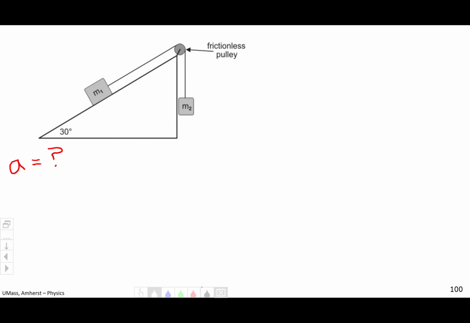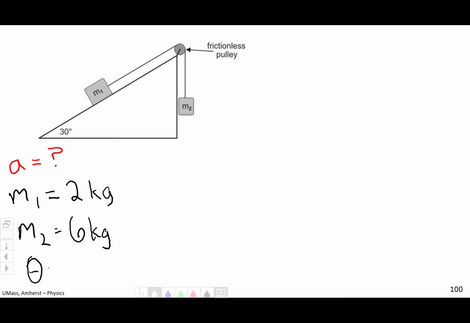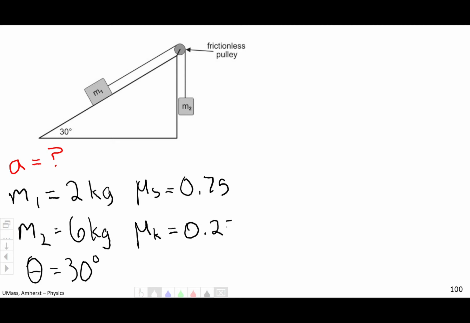We're going to need to know mass 1, let's say it's 2 kilograms. Mass 2, let's say, is 6 kilograms. We know the angle theta is 30 degrees. And then we are going to have friction in between these two surfaces here, so we're going to need to know the coefficients of friction. Let's say that mu static is 0.75, and let's say that mu kinetic is, I don't know, 0.25.